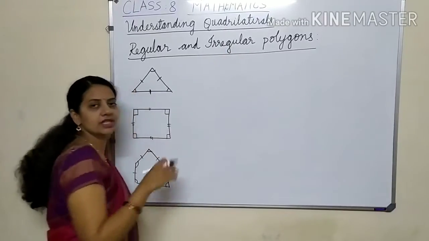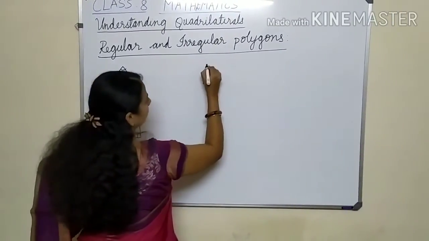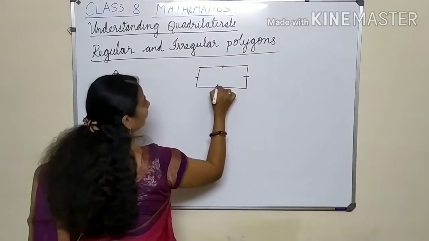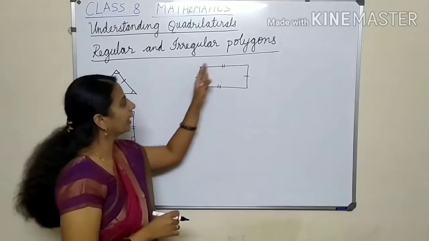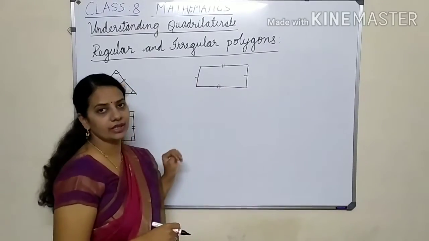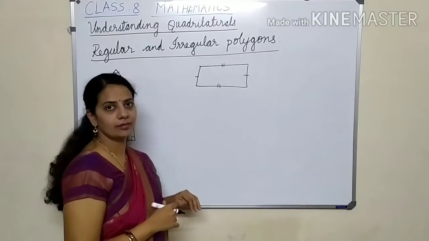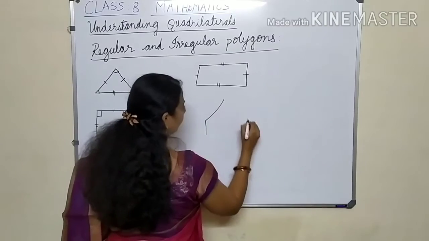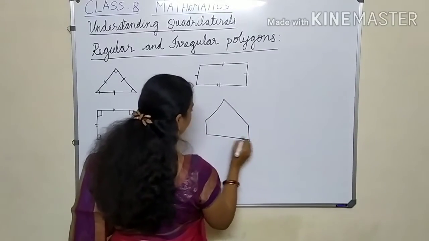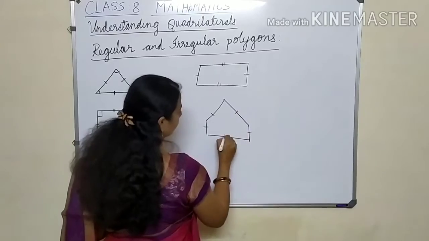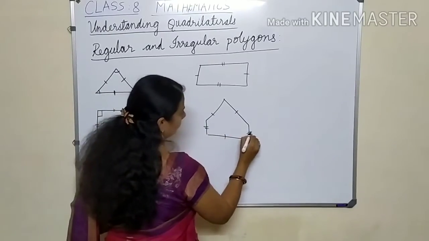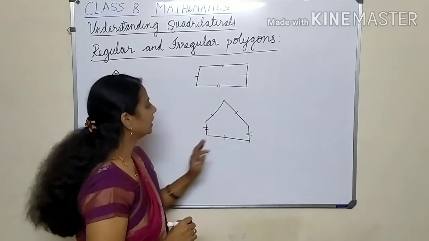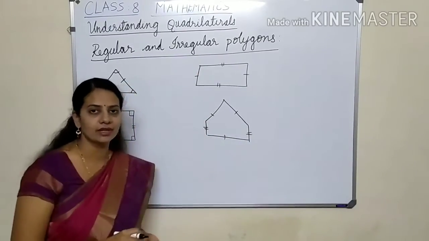Whereas irregular polygons, it need not be equal. Say for example your rectangle. In a rectangle all the sides are not equal, right? Only opposite sides are equal. Though all the angles are equal, the sides are not equal. So this is an irregular polygon. The same way you can have a pentagon which has irregular sides. So if you consider these three sides are equal but opposite sides are not equal. So these are examples of irregular polygons.